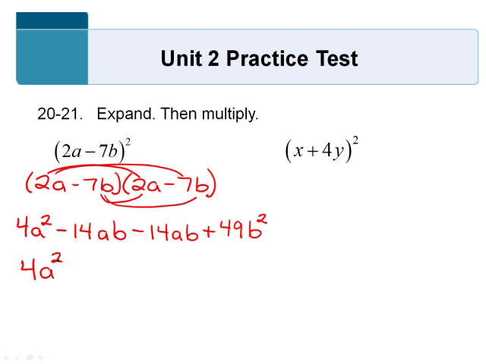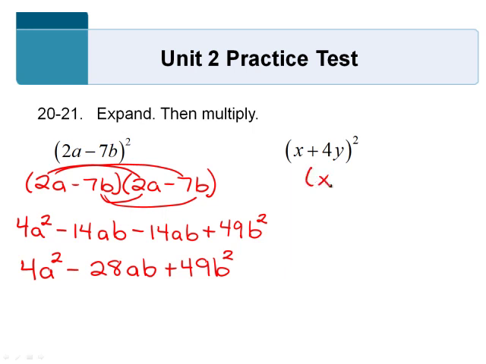4a squared comes down. Negative 14 and negative 14 is negative 28ab, the variables stay the same, plus 49b squared. And that's your answer. And that's one of those weird ones where you leave the a squared and the b squared on the ends. I know that looks weird to y'all, but that's the correct way to write it. Okay? Same thing, we're going to do the same thing with number 21.